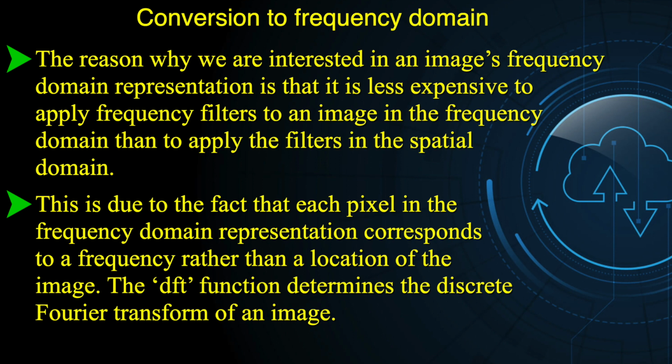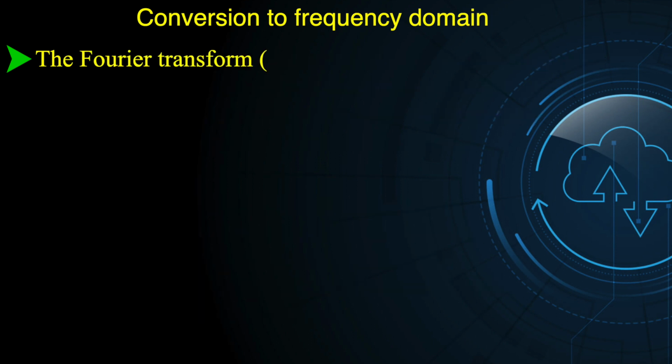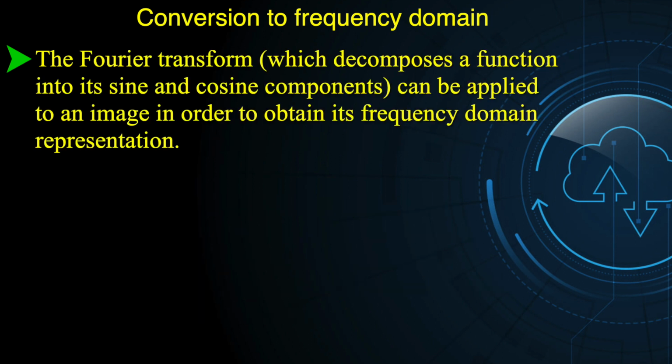So, what does it do? The Fourier transform decomposes a signal or image or a video into sines and cosines. This is the extension of the Fourier series. In the Fourier series you have seen that the signal is divided into DC, sine and cosine. Here there is an image, so it is only a 2-dimensional signal. So, a 2-dimensional signal also will do the same thing, will decompose the function into sines and cosines. It can be applied to an image to obtain its frequency domain representation.